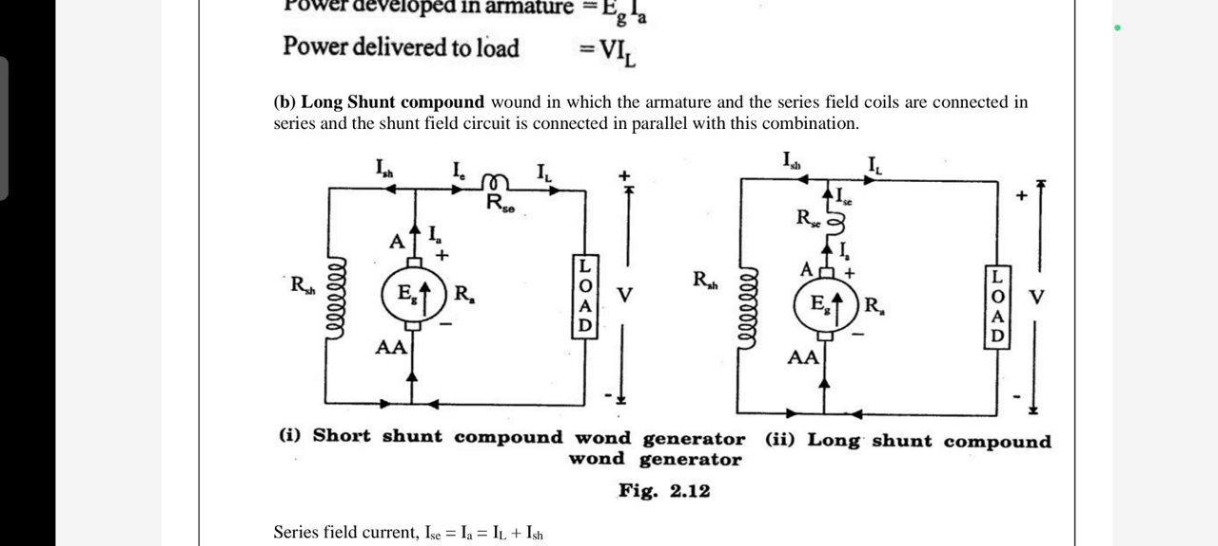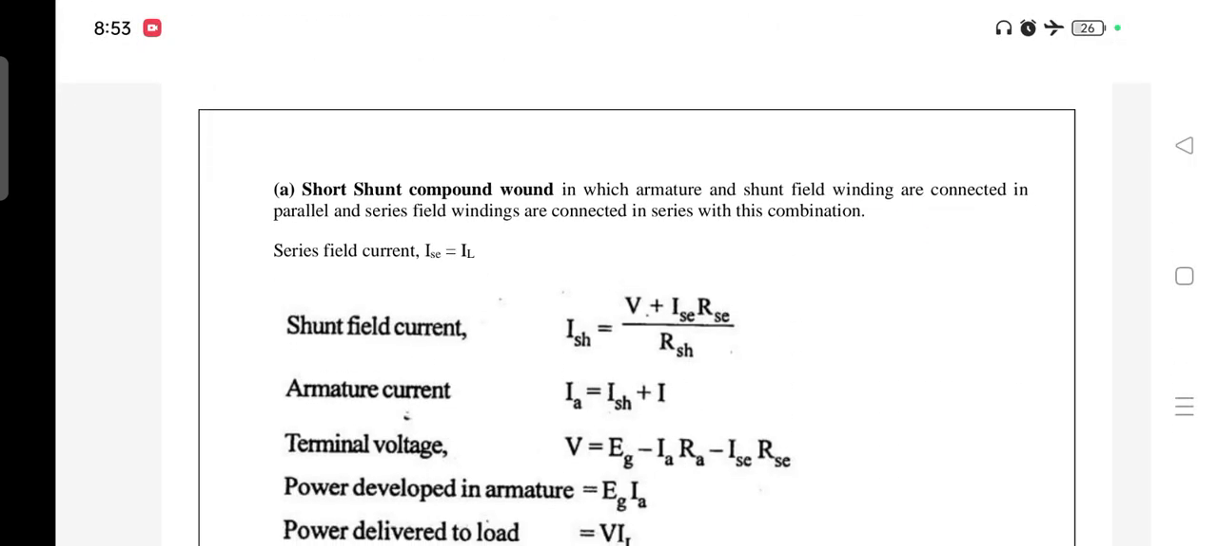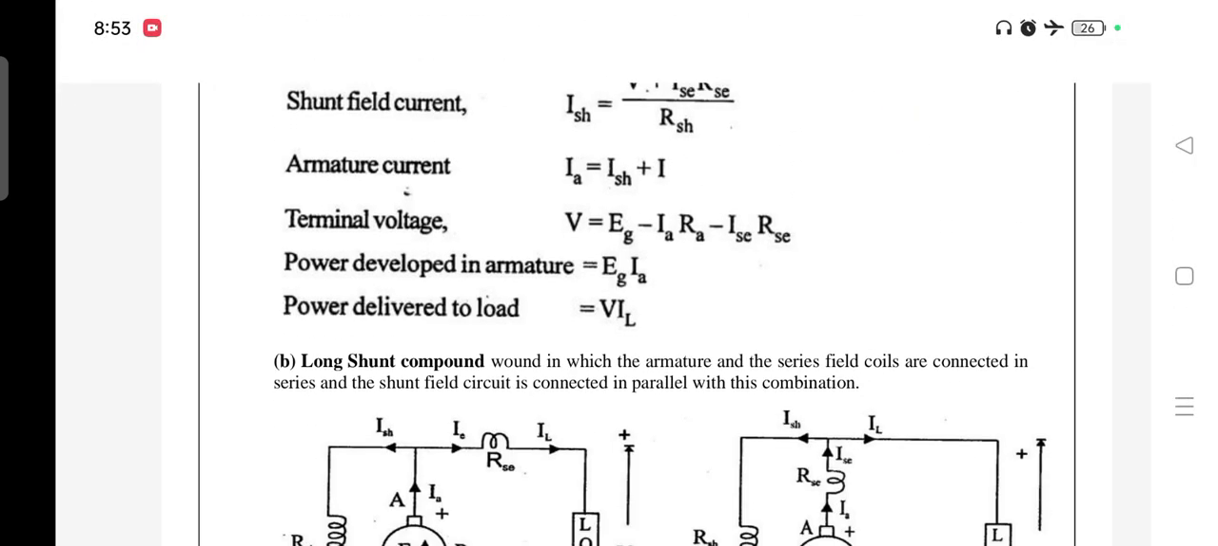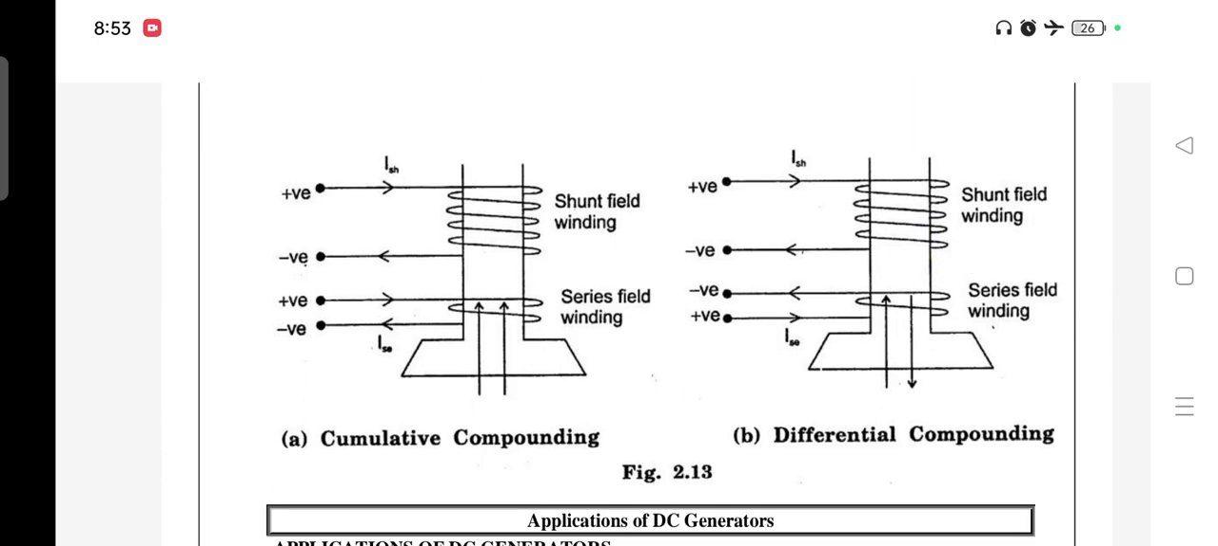In short shunt, the armature and the shunt field coils are connected in parallel and in series with the series coils, and in long shunt the shunt field is connected in parallel with the armature and the series field is connected in series with this combination. This is the cumulative compounding and differential compounding structure.